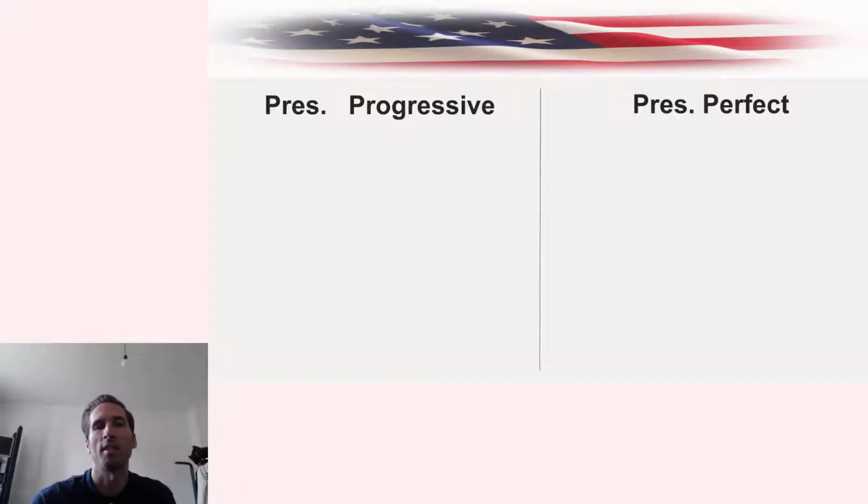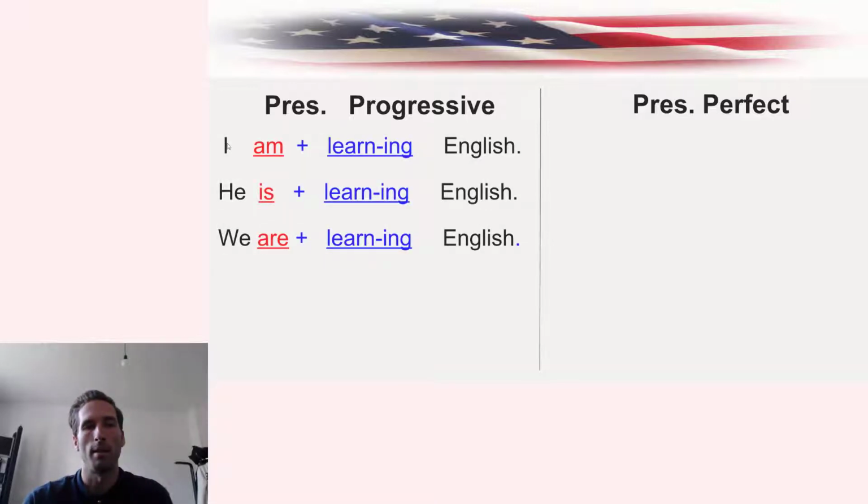As you can see, on the left hand side we have the present progressive, on the right hand side we have the present perfect. Now, I have chosen three similar sentences here, all with the same meaning. I am learning English, he is learning English, we are learning English, okay? Now the same sentence, just with different pronouns, okay? Sentence number one, we have I. Sentence number two, we have he, for the he, she, it case. And here we have a plural form, we have we, okay?